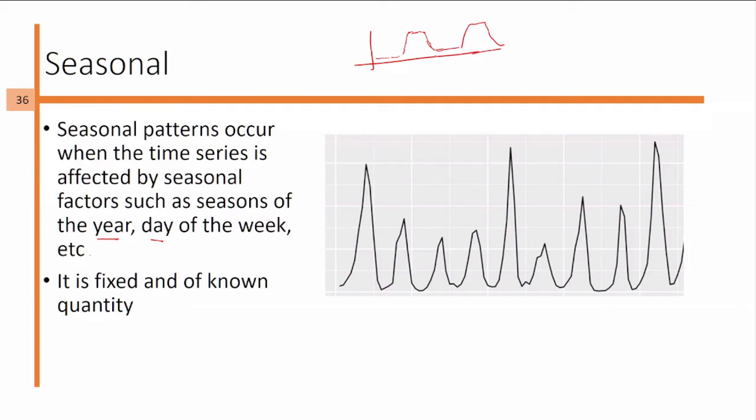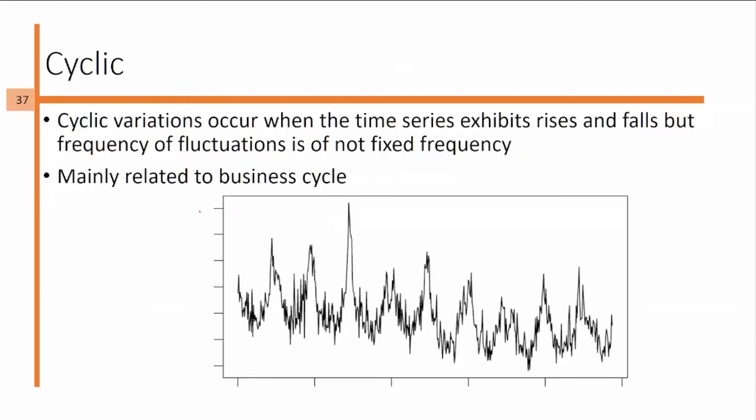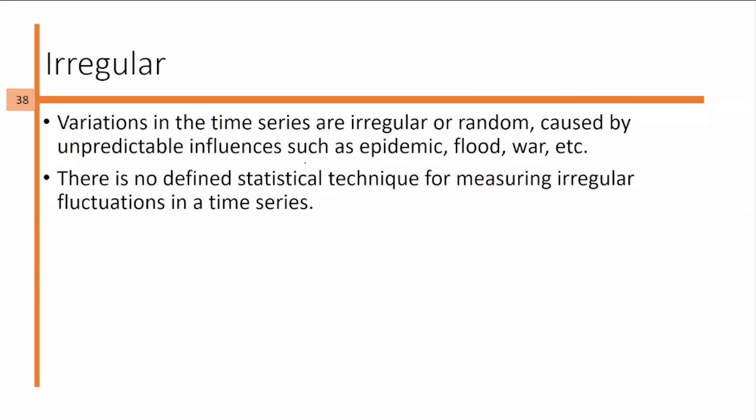The pattern occurs repeatedly depending on the time of the day, the week, or the month of the year. And then cyclic, again it repeats, but here the frequency is not fixed. And random or irregular means there's no pattern. You cannot associate any pattern with it. Unpredictable influences happen during epidemic, flood, war, etc. So there's no pattern involved in the data.